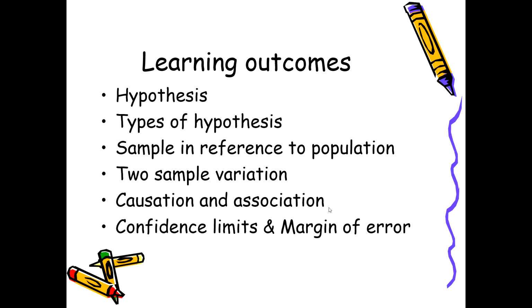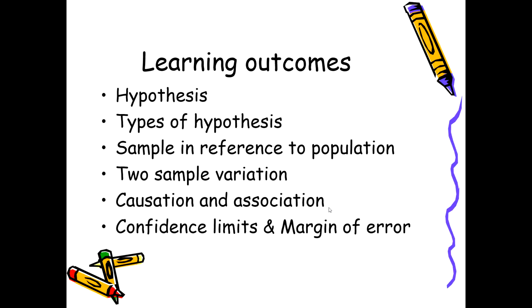we will be discussing what is hypothesis, what are different types of hypothesis, and how the hypothesis is checked when we want to check the sample difference in reference to the population, or when do we check the hypothesis when we are comparing the two sample variations, and how do we check the hypothesis when we are considering the causation and association? What are confidence limits and what are margins of error?